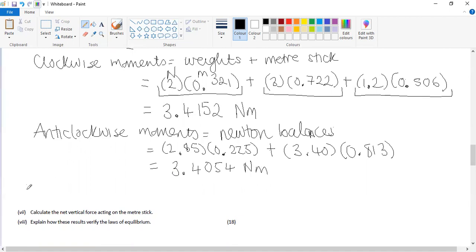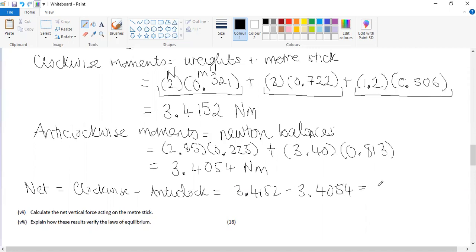And the question asks us for the net. So net is equal to clockwise minus anti-clockwise. Doesn't really matter which way you go. And in this case, it's looking good. You're not going to have much net. That's perfect. That will be my first one, 3.4152 minus 3.4054. And you're going to be left with a pretty small number, 0.00975 I have, Newton meters.